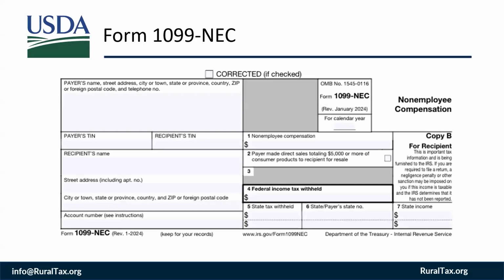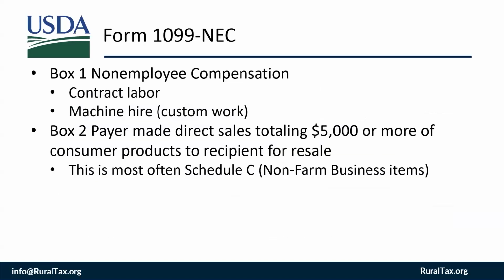Now, the NEC form, nonemployee compensation, is primarily for those items. Again, you're looking at the taxpayer's identification number, the recipient's tax identification number, recipient name, address, all that information. And then you show the nonemployee compensation amount in box 1. If it's a direct sale, you check the box in number 2. And box 3, you'll notice it's grayed out. It's for something in the future. But right now, those are the 2 items that would show up on that particular form.